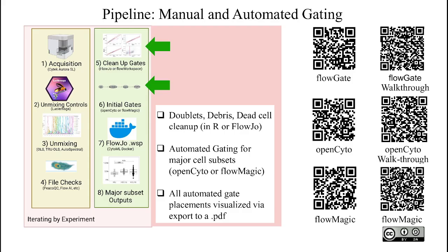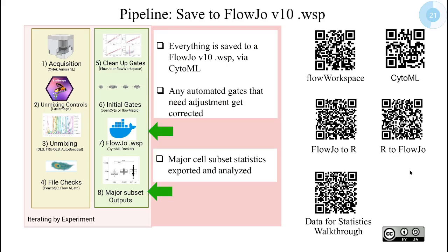Anything that's being automatically applied, I want to visualize to make sure that the gate is correct. So we're having all these intermediate outputs get sent to PDFs that allow us to easily screen. Since not everybody on our team works in R, it's nice to have a FlowJo version 10 intermediate. So we're exporting things at this stage from R to FlowJo via the CytoML package in its Docker implementation. Then if there's any gate that's still off, we can just manually adjust it before we go downstream for the rest of the analysis.